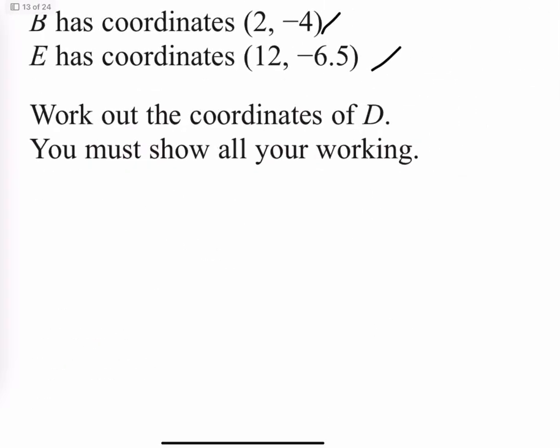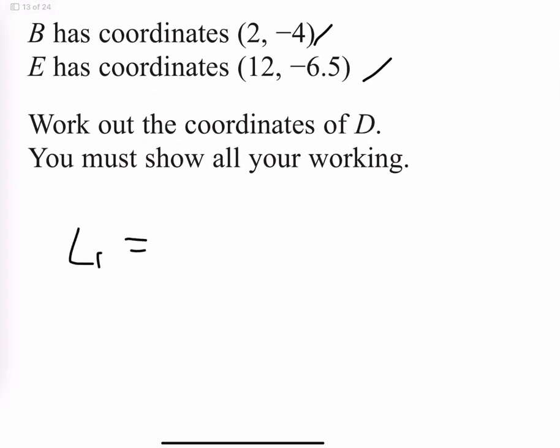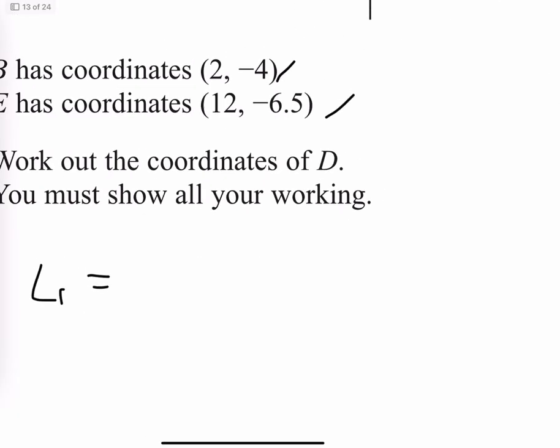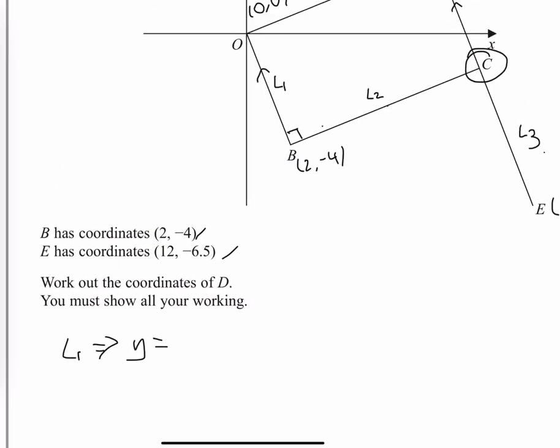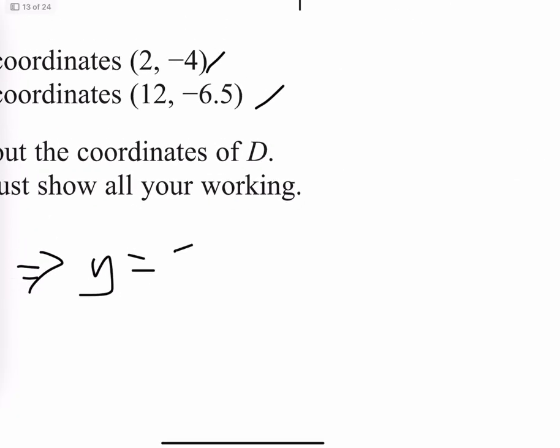Okay, L1 equals... Okay, well, it goes through the origin, so this is going to be y equals y over x. It's minus 4 over 2, x equals minus 2x. That's it. That's L1 sorted.